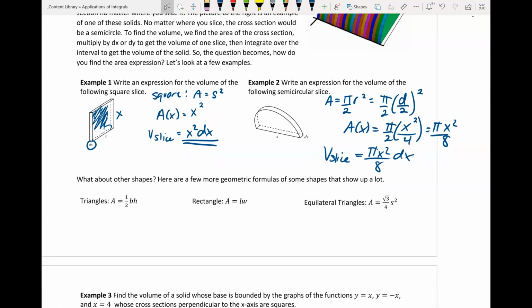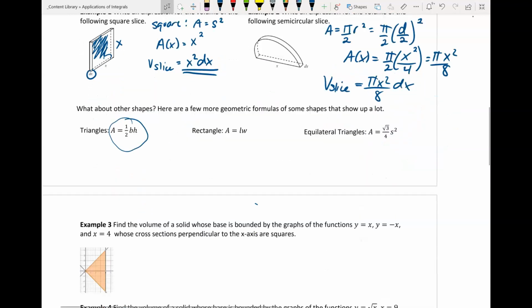If you want to know the other shapes as well, for a triangle it'd be one half times base times height. For a rectangle, it's length times width. An equilateral triangle is root 3 over 4 times s squared.